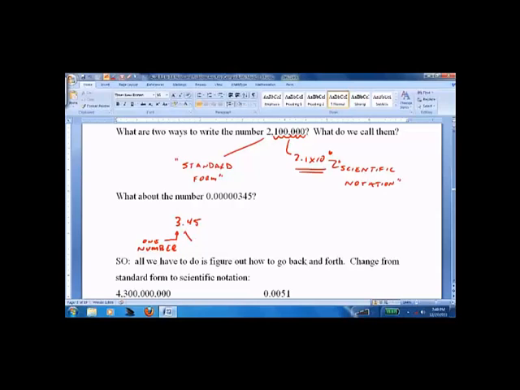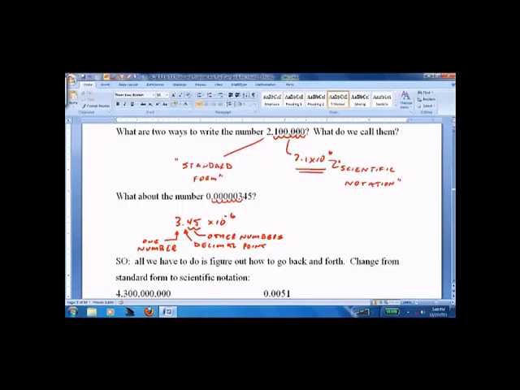Then the decimal point. And then the other numbers. And then it's times 10 to a number. In this case, we're going to go to the right. 1, 2, 3, 4, 5, 6. And since it's to the right, we put a negative 6.